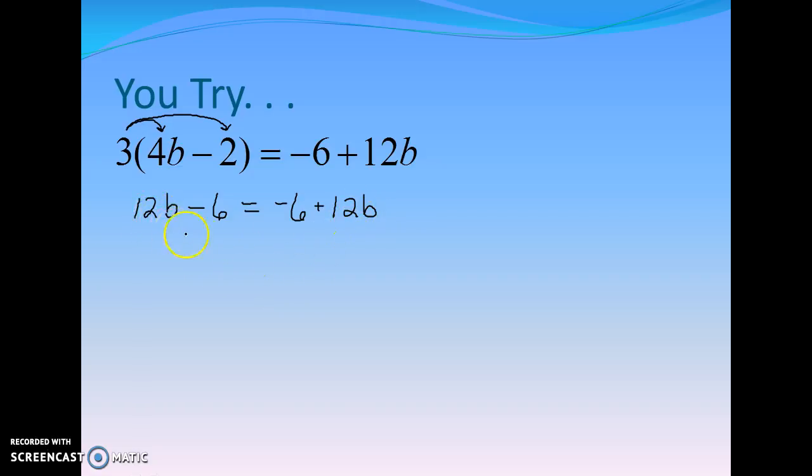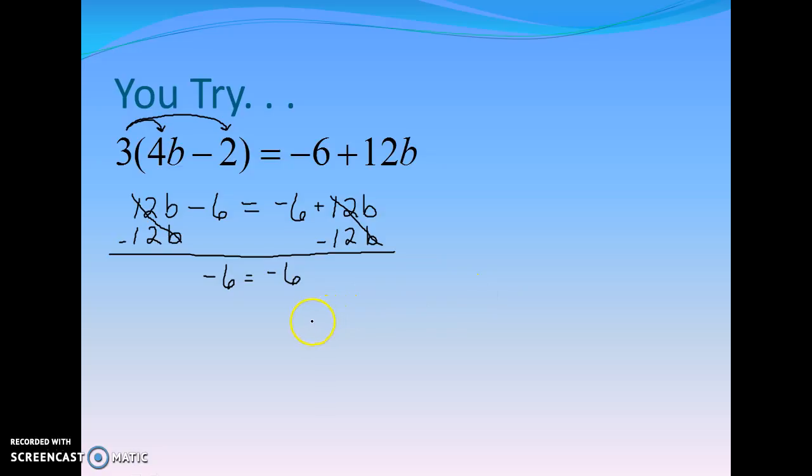Remember, we want to put our variable terms together first. Well, since this is a positive 12b over here, I'm going to subtract 12b from both sides so that I can undo the 12b over on the right. And lo and behold, just like last time, this is a positive 12b minus 12b. It doesn't just undo that on the right side, it's going to get rid of it on the left as well. So over here on the right, my 12b's cancel, and I'm left with just a negative 6.